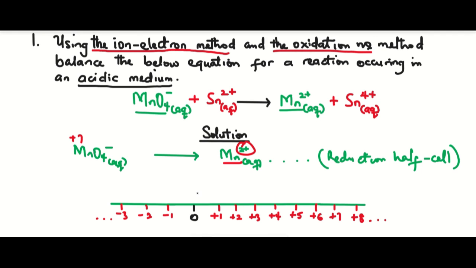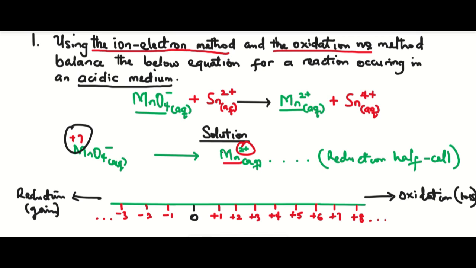On the number line, we have two kinds of movement. We have movement towards the right, which means loss of electrons, and loss of electrons denotes oxidation. And we have movement towards the left, which means gain of electrons, and this denotes reduction. So we can simply write that movement towards the right means oxidation or loss of electrons, and movement towards the left means reduction or gain of electrons.